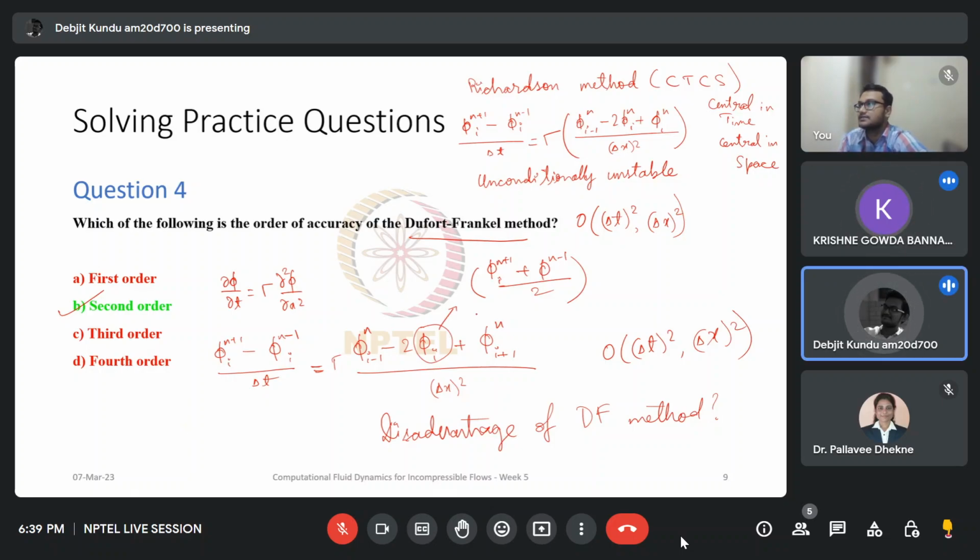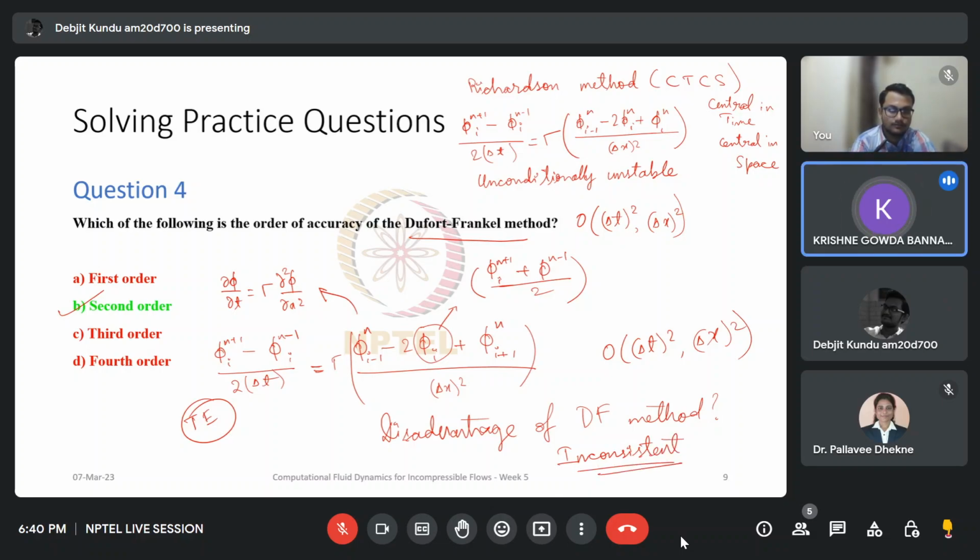Yeah, so what happens is this equation, because of this forceful introduction of the average, this becomes inconsistent. So even if I put delta x and delta t close to 0, these equations won't revert back to the original parabolic equation. There would be a truncation error remaining. So this causes some issues with accuracy, because the main reason is that the Dufort-Frankel method is inconsistent. Right.